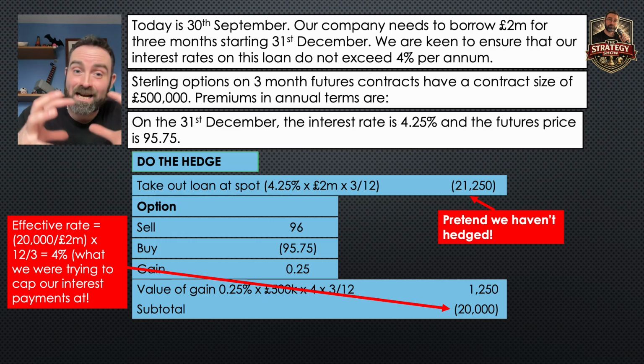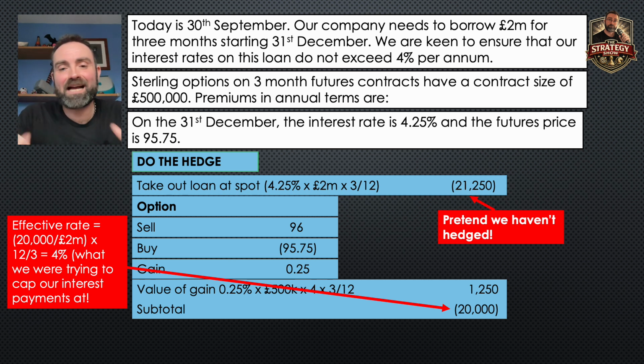But remember, the loan only ran for 3 months, so it's 1% interest per quarter. So to get the annual interest, you'd need to multiply that 1% by 12 over 3. Essentially, the annual interest would be 4 times that figure. So £20,000 of interest over 2 million, grossed up by multiplying it by 12 over 3, gives you 4%, which is what we were trying to cap our payments at. So it looks like the option has actually worked pretty much perfectly.